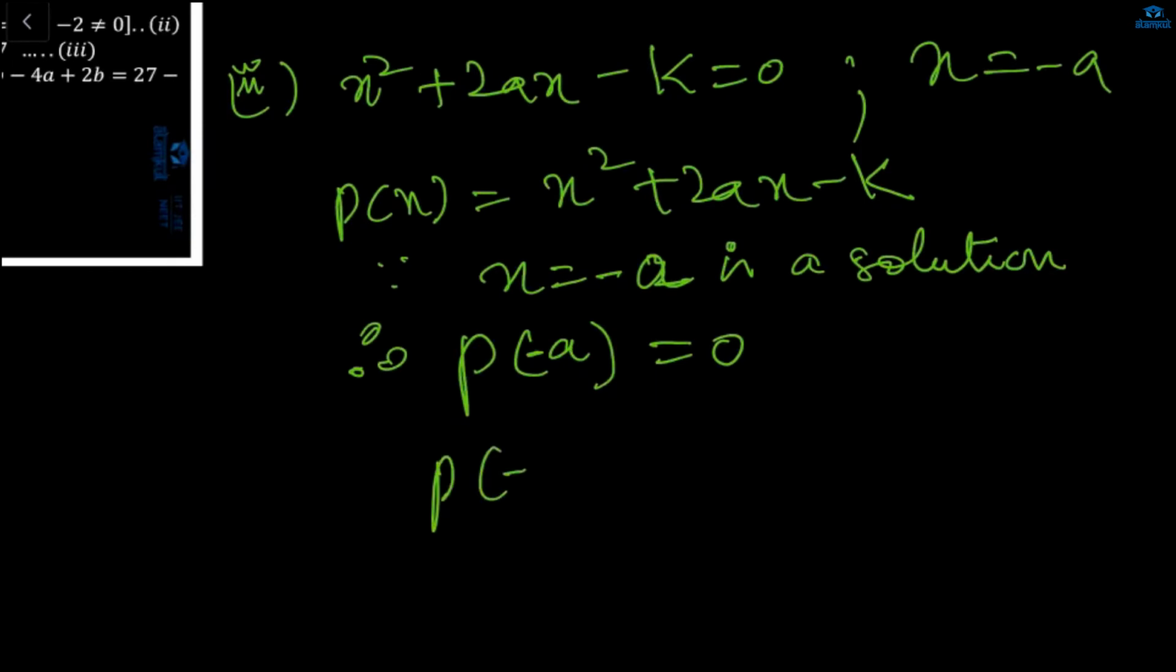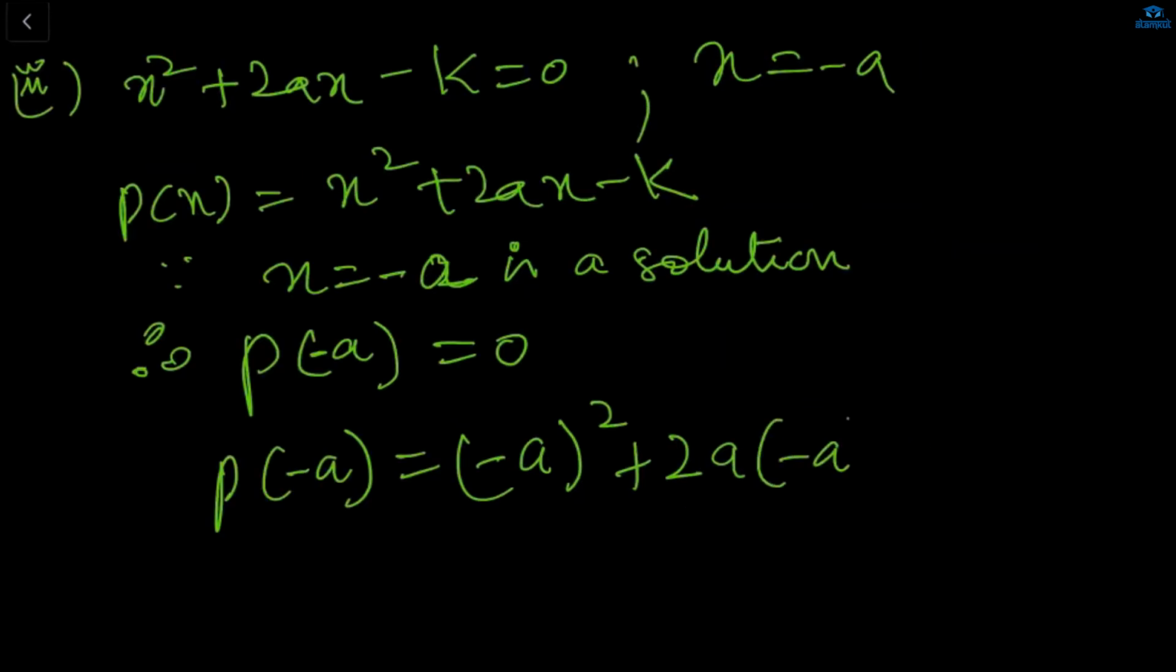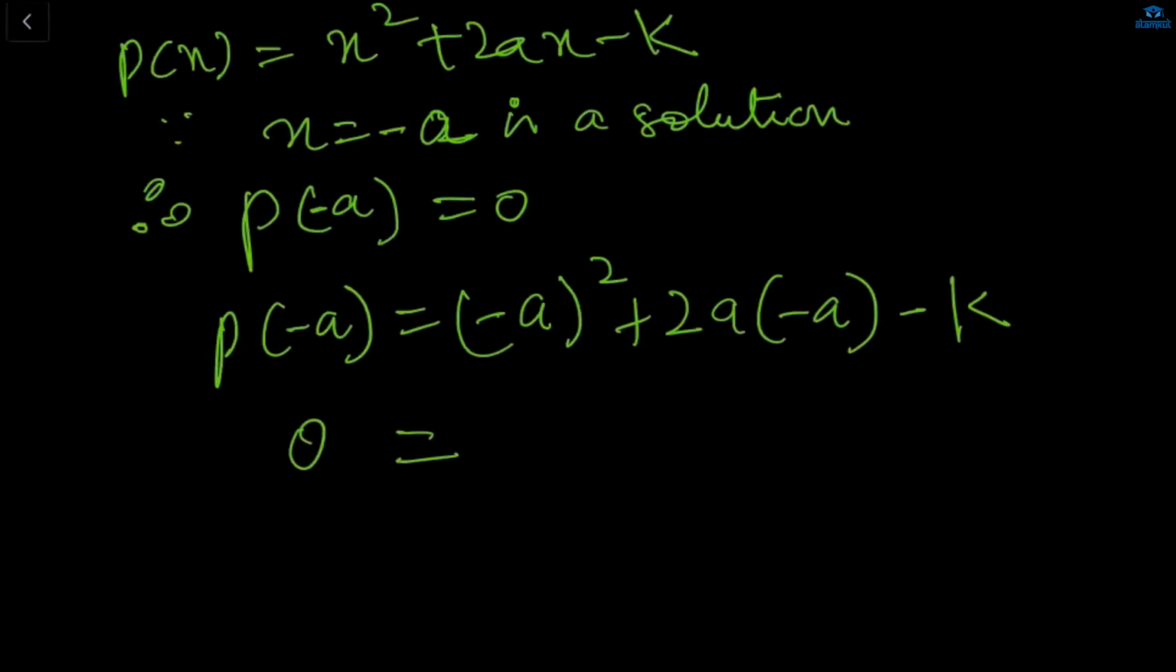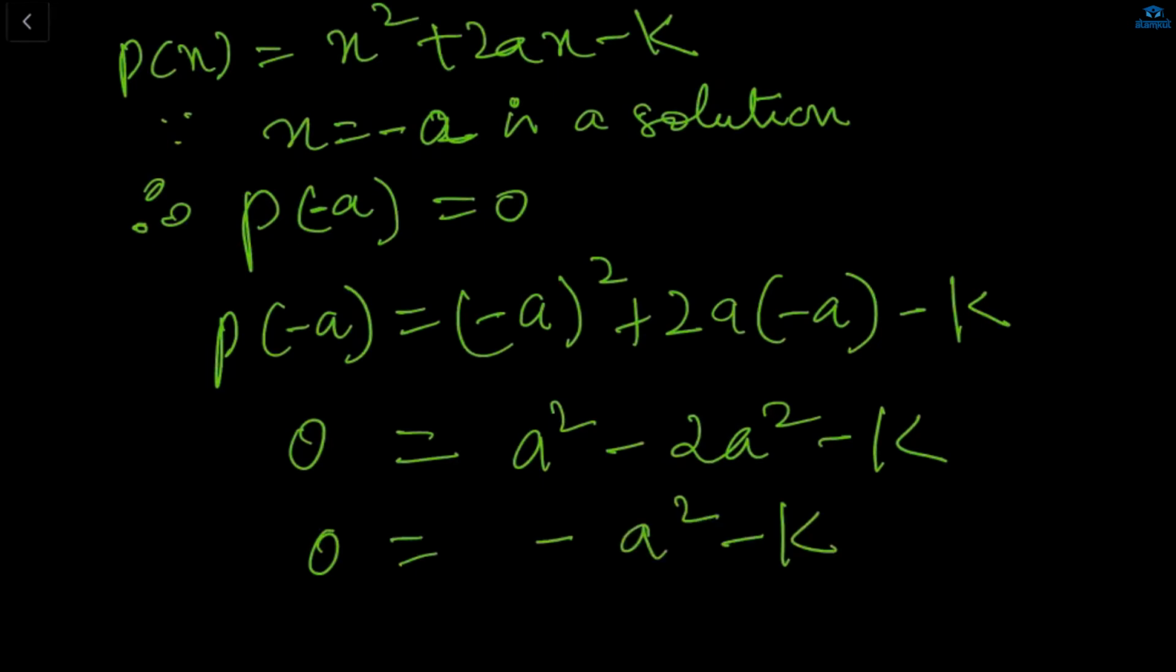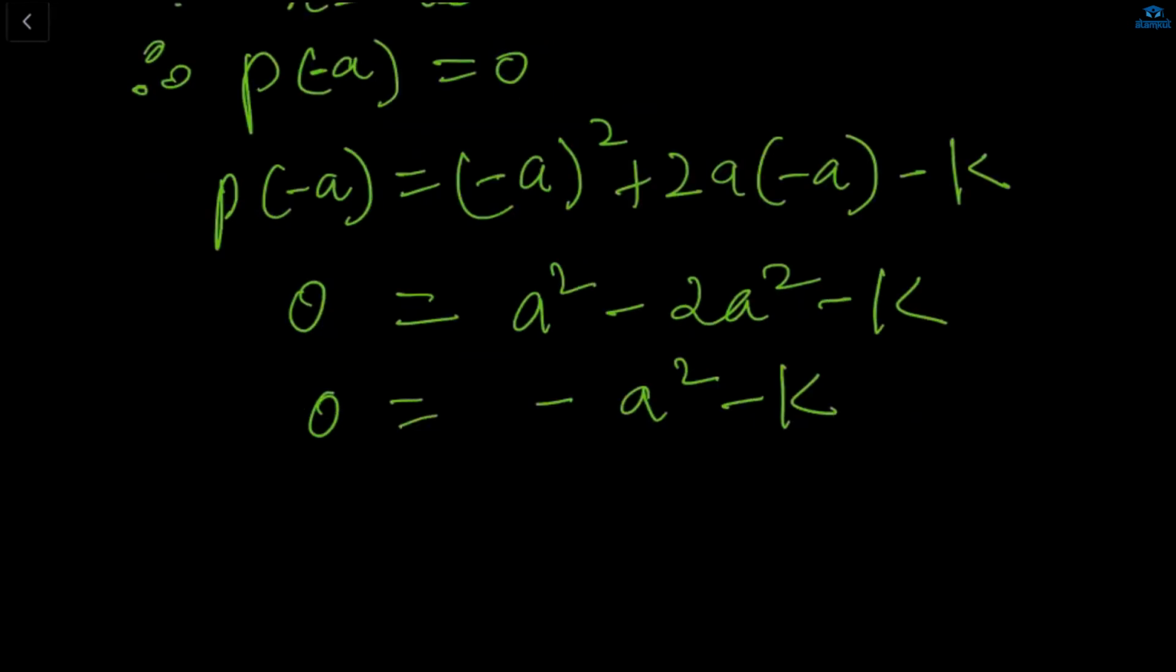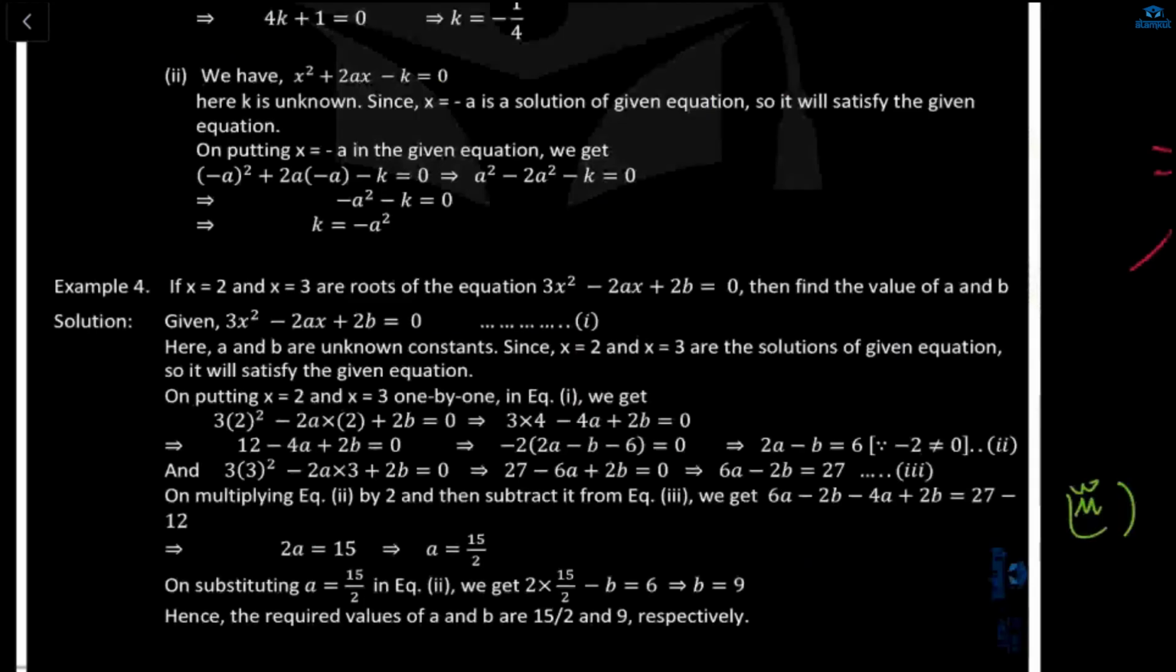p(minus a) is equal to a square minus 2a plus... minus k. Okay, now 0 is equal to a square minus 2a square minus k. So 0 is equal to minus a square minus k. So k will be equal to minus a square. Understood? So the value of k is equal to minus a square. Any doubt? Okay.